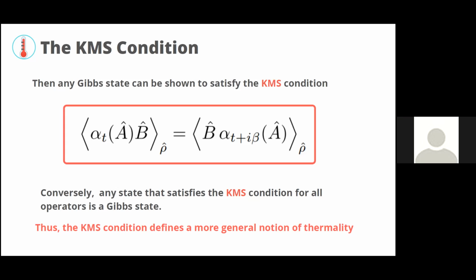You can even say them, right? You need analyticity in a strip of width beta in the complex plane, of the extension to the complex plane of that real function. Perfect. That is the condition. What really matters here is that this KMS condition defines a more general notion of thermality, right? So you don't require the e to the minus beta H operator or its trace to be defined in order to talk about thermality.